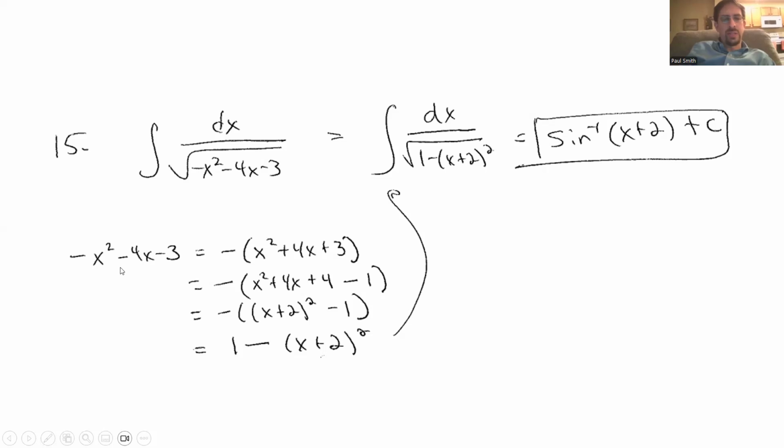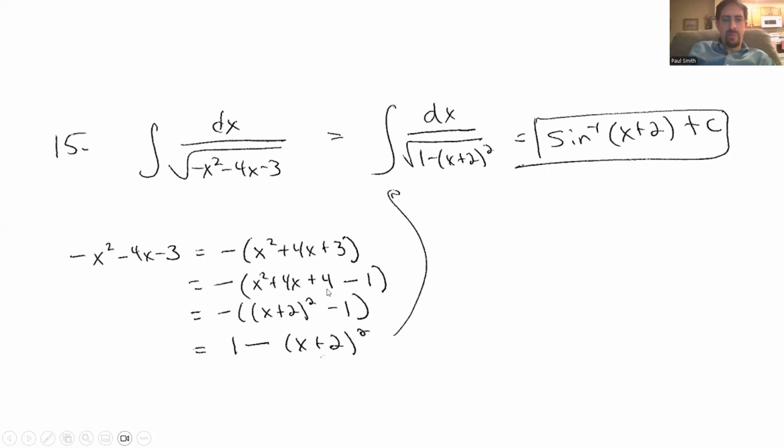So we have a negative x squared minus 4x minus 3. If I take out a negative, I get a negative times x squared plus 4x plus 3. On the inside, I look at my linear coefficient and ask, how can I complete the square to make this work? I divide this linear term 4 by 2 and square it, and I get a plus 4. So in other words, x squared plus 4x plus 4 is a square. It's x plus 2 squared.